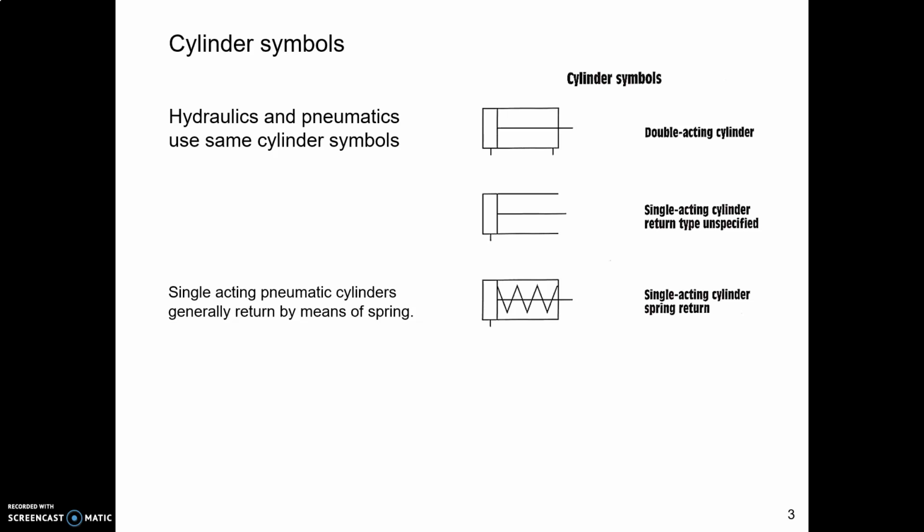Well, you already know what cylinders look like, and luckily you don't have to learn anything more about them because we use the same symbols for hydraulic cylinders and pneumatic cylinders. So here's a single acting cylinder with just an input line, and here's a double acting cylinder with input and return. Yay!